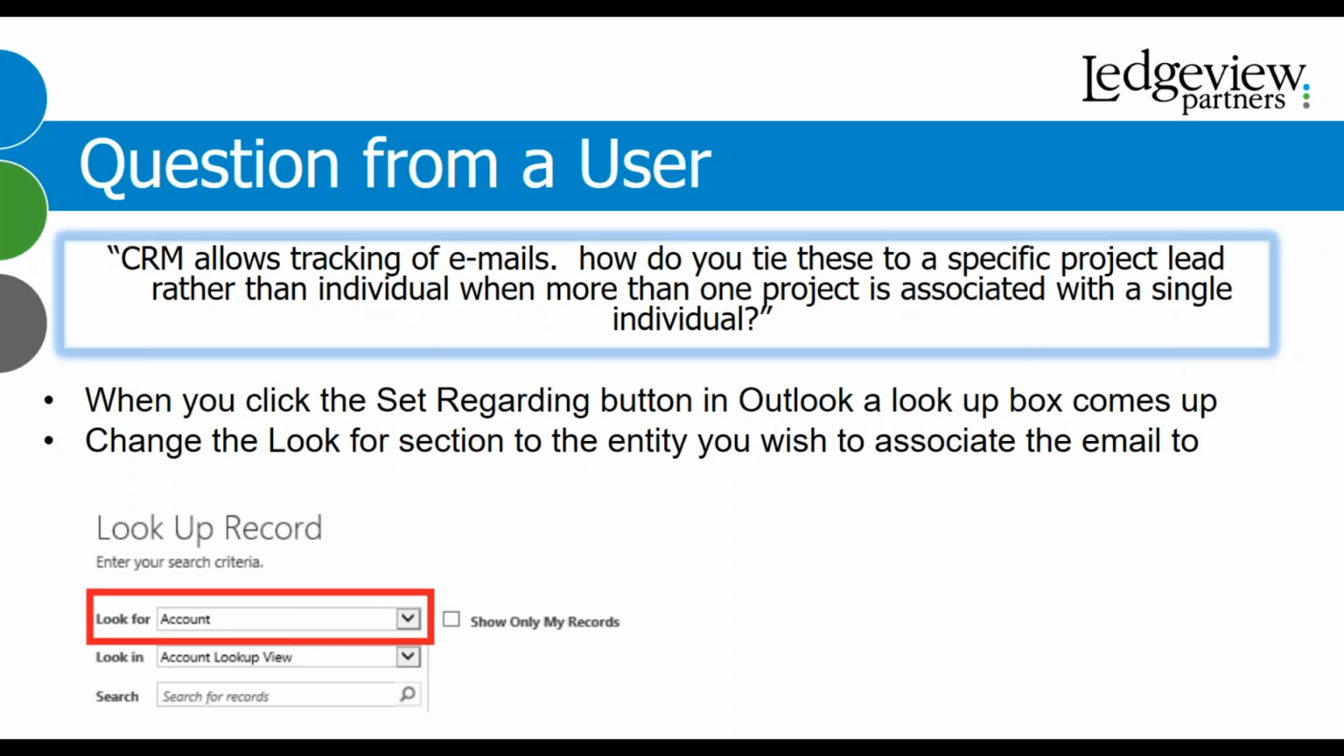When you click the Set Regarding button, it's going to pull up a lookup field, which is this box right down here. All you want to do is click this little drop-down arrow where it says Account for Look For, set it to Project or Opportunity or whatever entity you'd like to track this to, and then search for your specific record, check mark the record, click add. Now it's associated to that specific record in that entity.